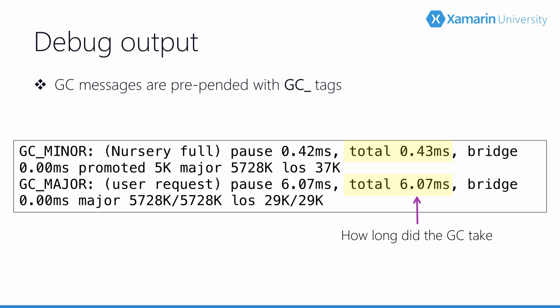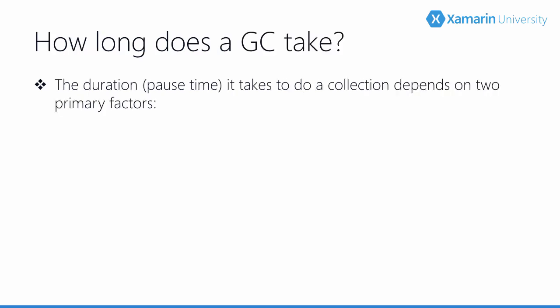We don't want to see really long values here because it indicates a potential performance issue with our application in terms of responding to the user. And so watch your debug output, and in particular, watch those total times for GC messages.